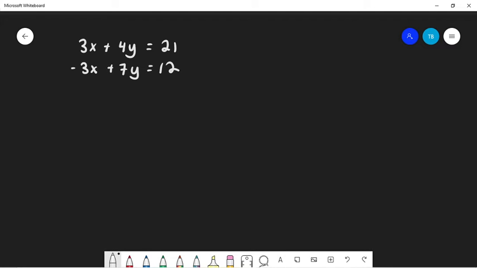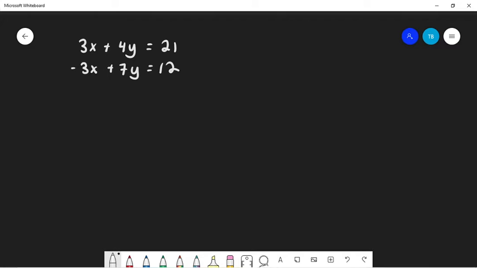What an excellent day to do some math. Today we're going to learn how to solve a system of linear equations using the elimination method, also known as the addition or subtraction method. This method works best when we have a pair of terms, either the x terms or the y terms, or whatever variable you're using, that are either identical terms or opposite terms.